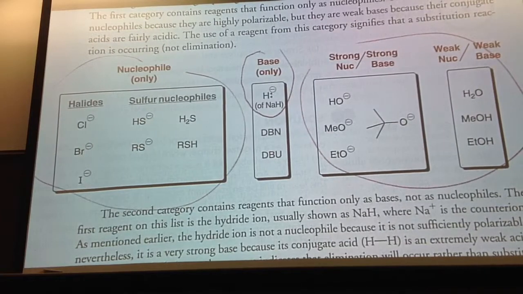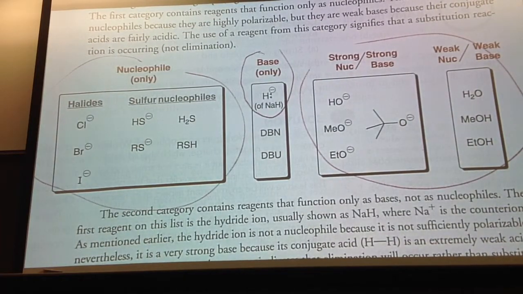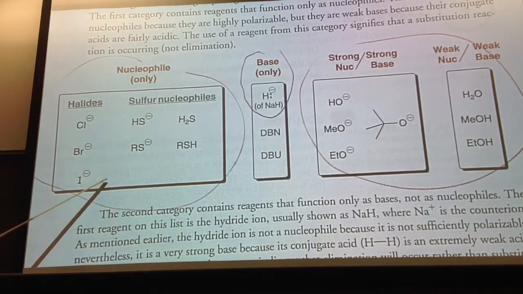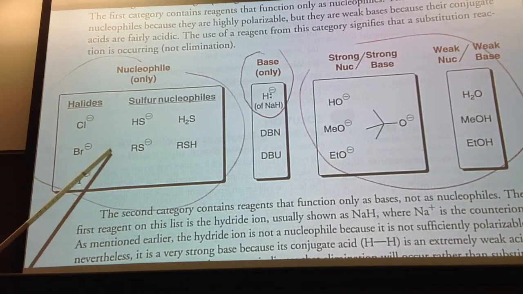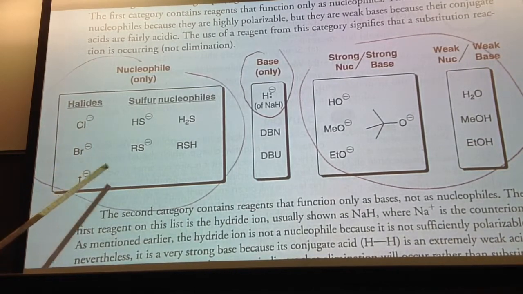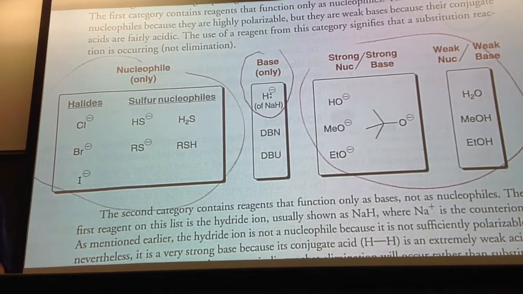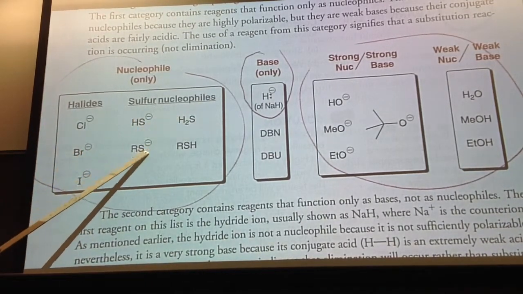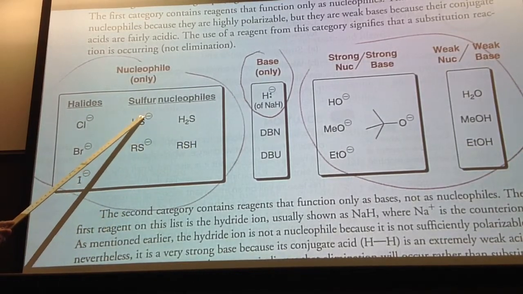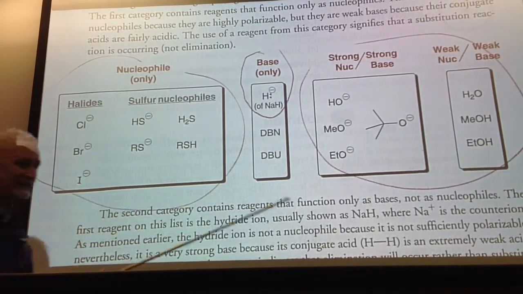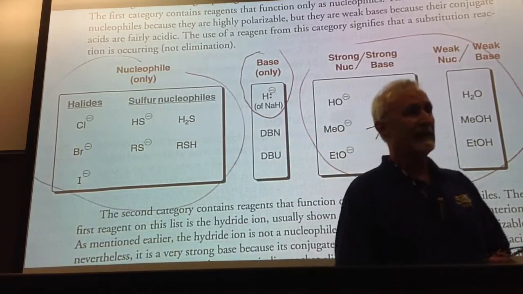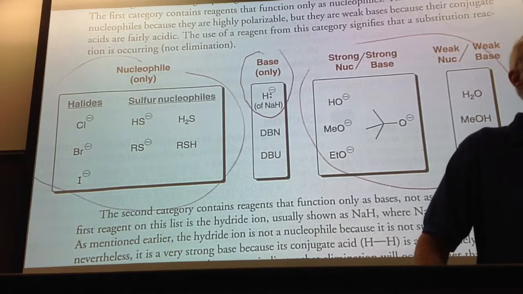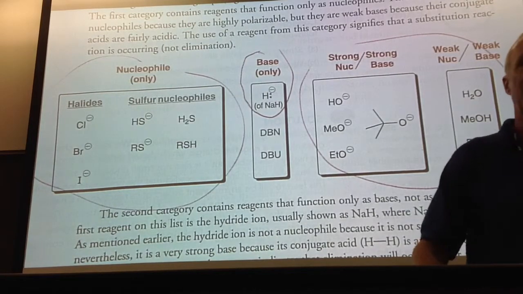The guys on the far left, they never act as bases. They're too weak to act as a base. They can act as nucleophiles. So any halogen, if it's negatively charged, is not going to act as a base. You're not going to make HCl or HF or HBr. This is not going to pull off a hydrogen from an organic molecule. And if it's a sulfur that has a lone pair, it's going to be a nucleophile. So if you see these guys reacting, it's only going to be a substitution reaction. They're not going to act as a base. Okay, so I'll give you that information if you remind me.